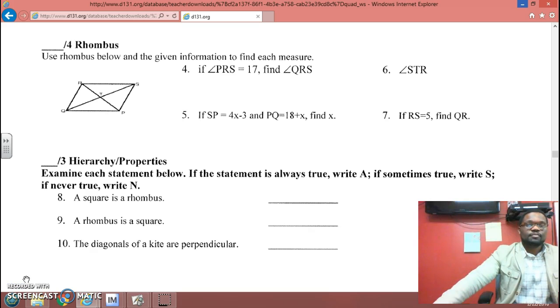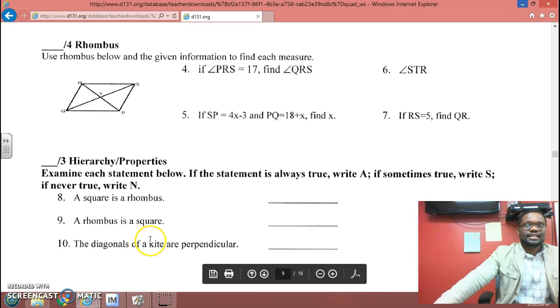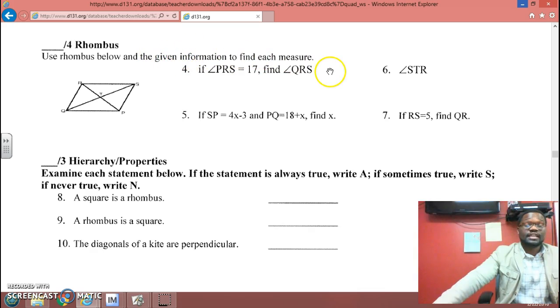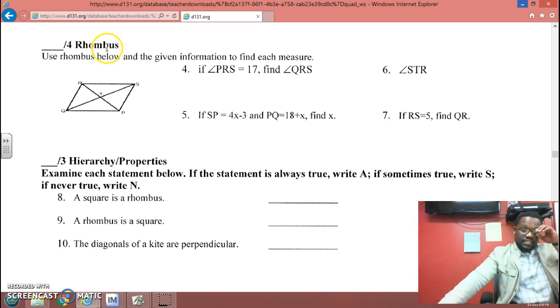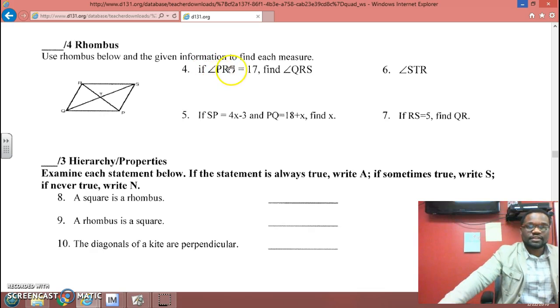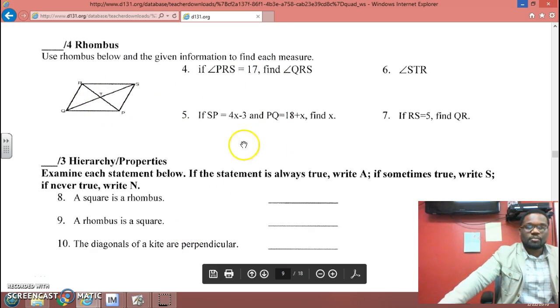Okay, here's an example dealing with rhombus. It says use rhombus below and the given information to find each measure. So they are telling us it's a rhombus. So I know what properties should apply. I don't have to guess because they're telling me. Number 4 says if angle PRS, so this angle right here, is 17, find angle QRS. So what do we know about the angles of a rhombus?